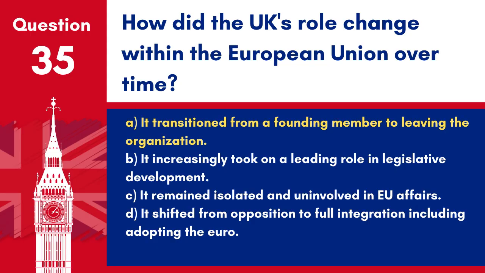Answer: A. It transitioned from a founding member to leaving the organisation. The UK's relationship with the EU evolved from being one of the later members to join in 1973 to voting to leave the Union in 2016, reflecting changing political and public sentiments towards European integration.